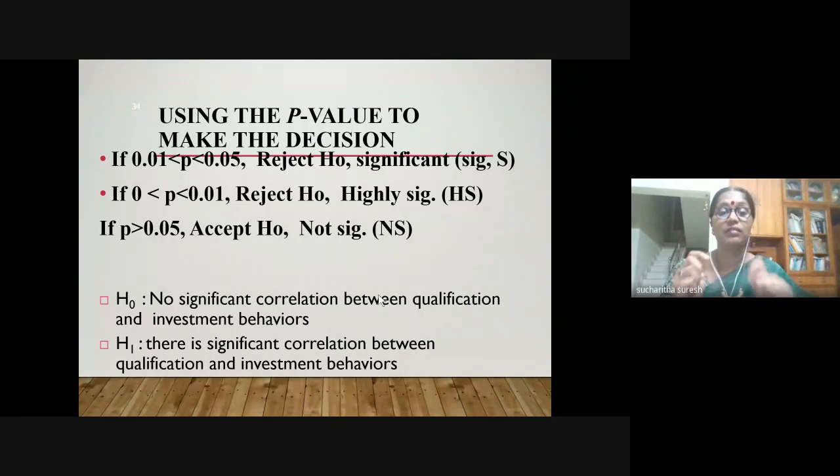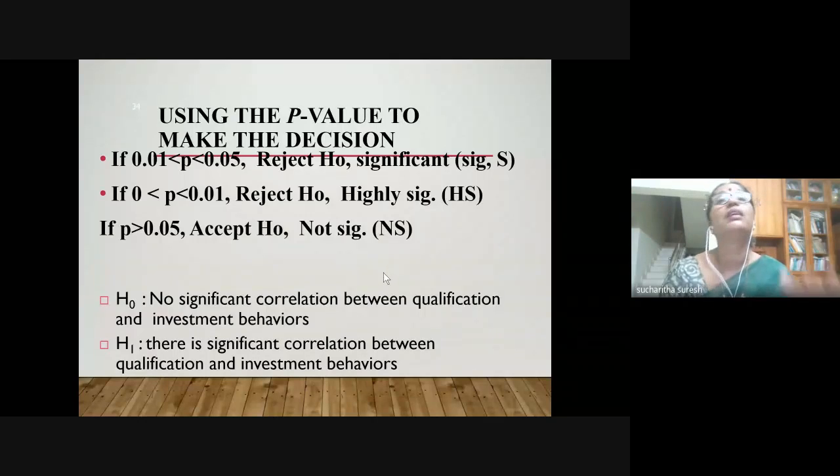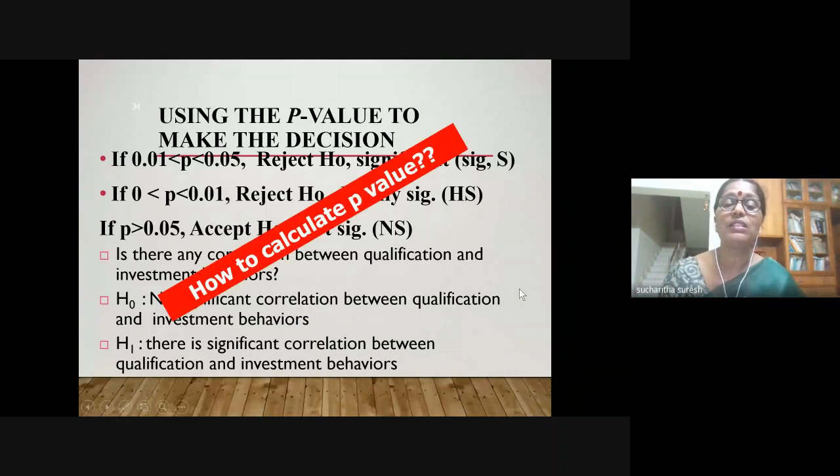Friends, there is a little time constraint, so I hope this much is clear, dear friends. After that, how to calculate this p-value? That's the next question, isn't it? The next question is how to calculate the p-value.